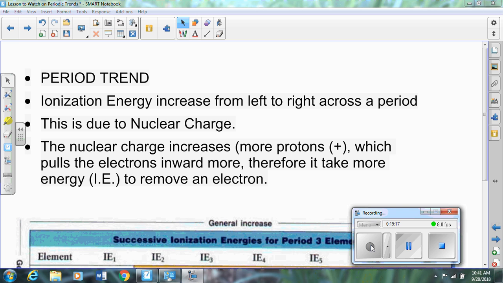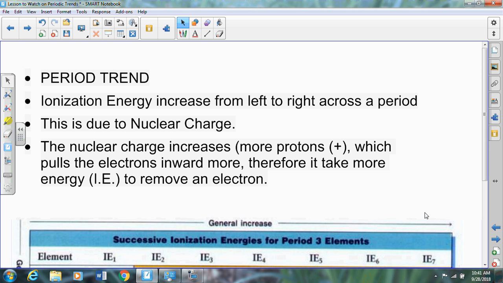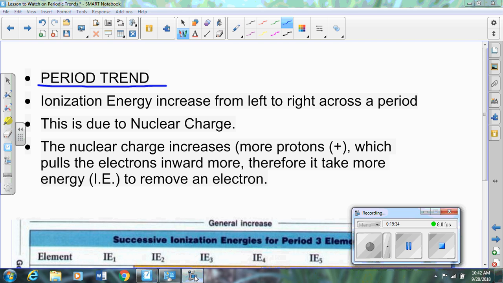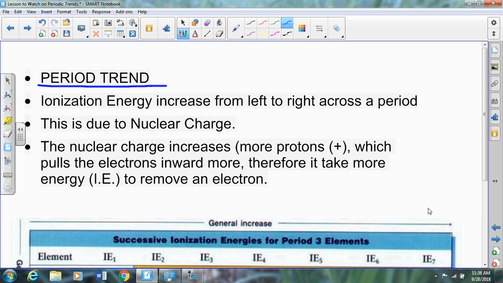So, we just finished talking about the group trend. So now we're going to talk about the period trend. So now I'm going to continue to talk about ionization energy, and I'm specifically going to be talking about ionization energy for the period trend. So you remember, of course, that the periods are across the periodic table, and since we traditionally read left to right, you will notice that the ionization energy increases from left to right across a period.